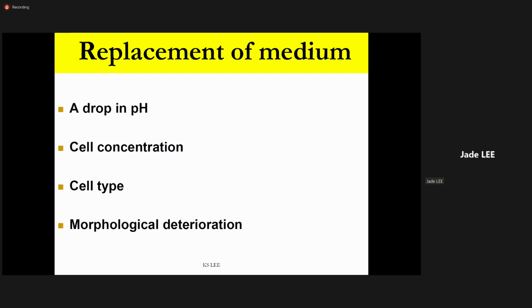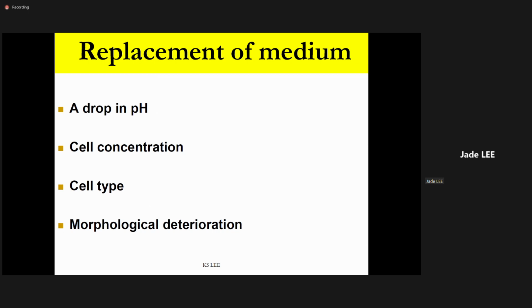Or maybe you can check with the pH meter. You can take some of the sample and use the pH meter to check the pH of the medium. That is a direct way of doing it.